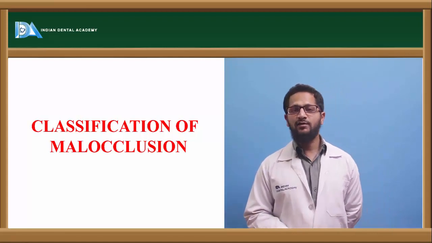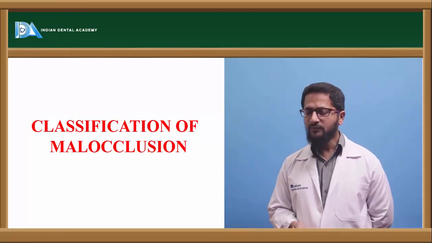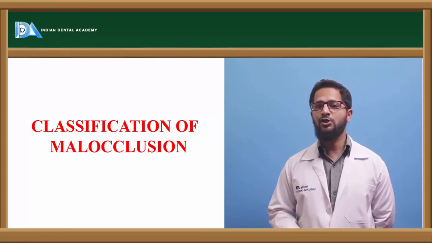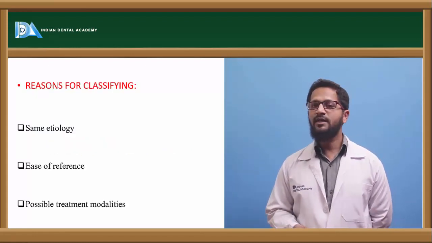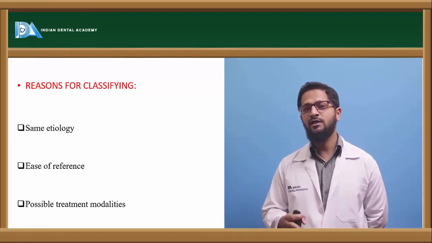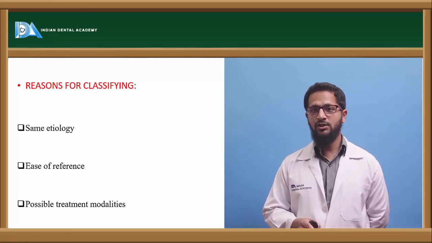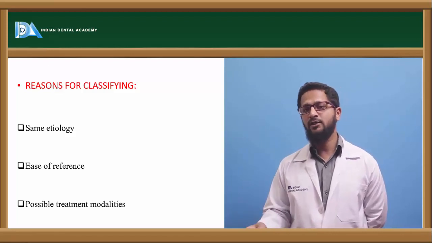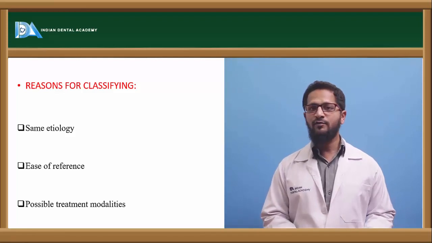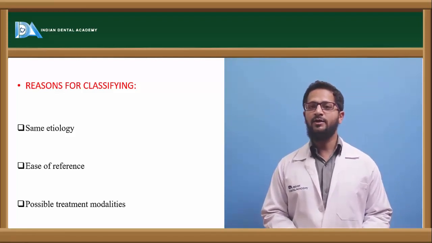Next, coming to classification of malocclusion. Before going into it, why do we need classification of malocclusion? It is mainly for 3 reasons. First, to find out the etiology: which malocclusions exist with the same etiology and which occur because of other etiologies, so we can differentiate the etiological factors. Second is ease of reference, and the third is for the treatment modalities.